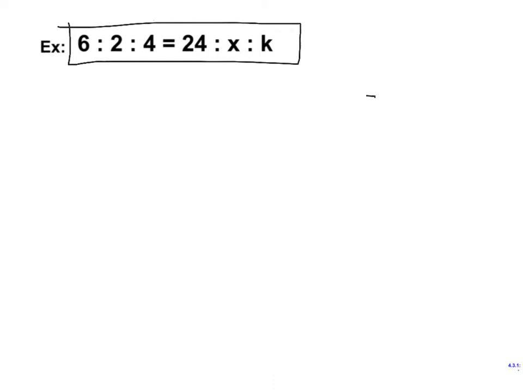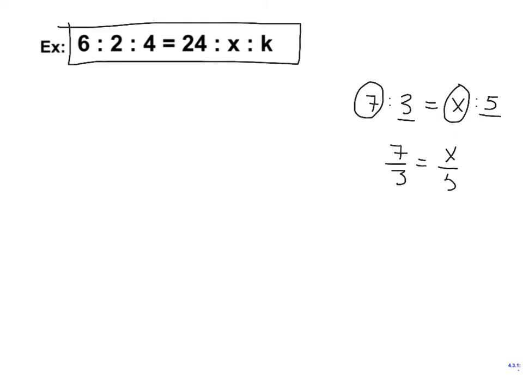Remember, I'll remind you, when we have something like 7 to 3 is equal to x to 5, this was very easy. There's only 2 numbers on each side. So you write the first over the second. So first over the second is equal to the first over the second, x over 5. And then we can go about doing our cross multiplication and figuring out what x is.